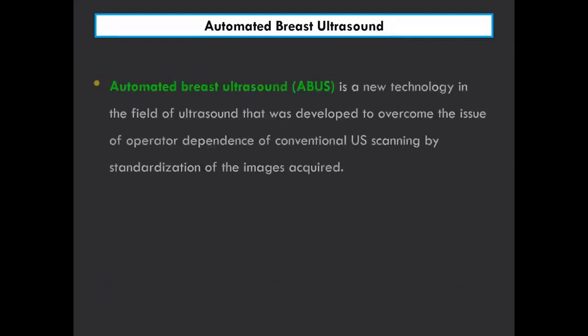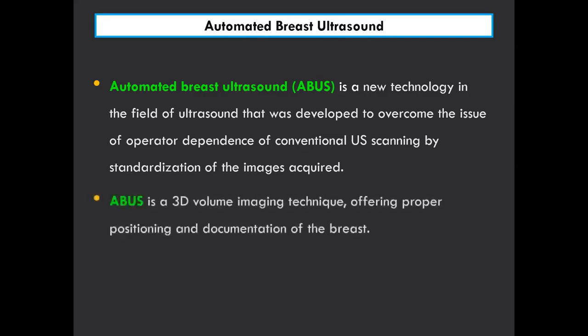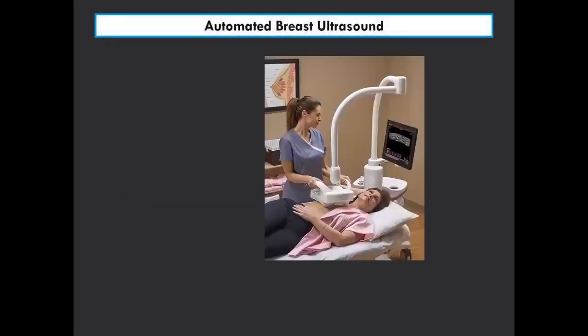And this was a multifocal malignant mass lesion in the left breast. The third modality that we are going to see examples of today is the automated breast ultrasound. Automated breast ultrasound, known as ABUS, is a new technology in the field of ultrasound that has developed to overcome the issue of operator dependence of conventional ultrasound scanning by standardization of the images acquired. ABUS is a 3D volume imaging technique offering proper positioning and documentation of the breast.